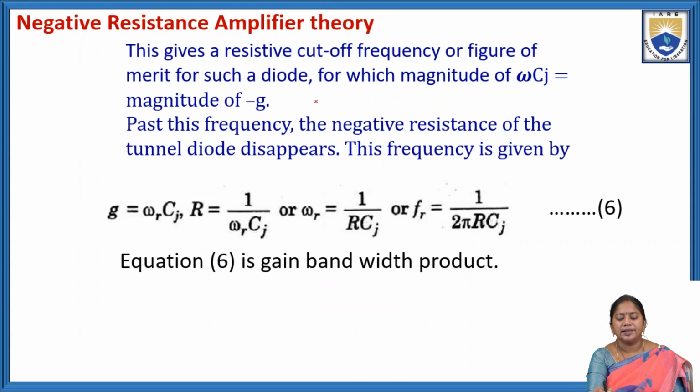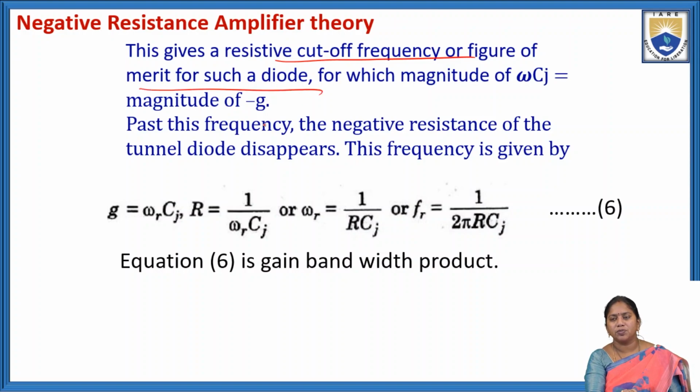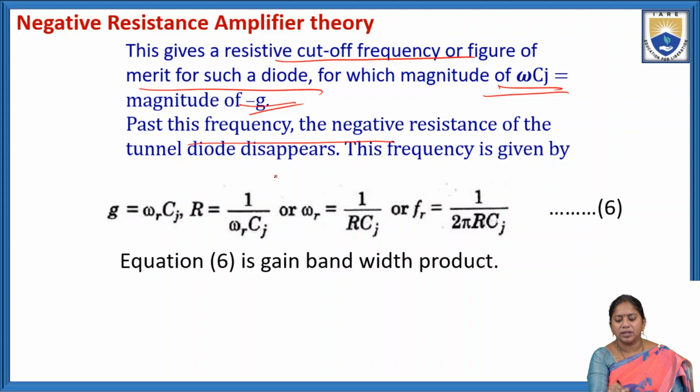So this gives a resistive cutoff frequency or figure of merit for such a diode, for which the magnitude of omega Cj equals the magnitude of minus G. Past this frequency, the negative resistance of the tunnel diode disappears. This frequency is given by G equal to omega R into Cj, that is, R equal to 1 by omega R Cj.